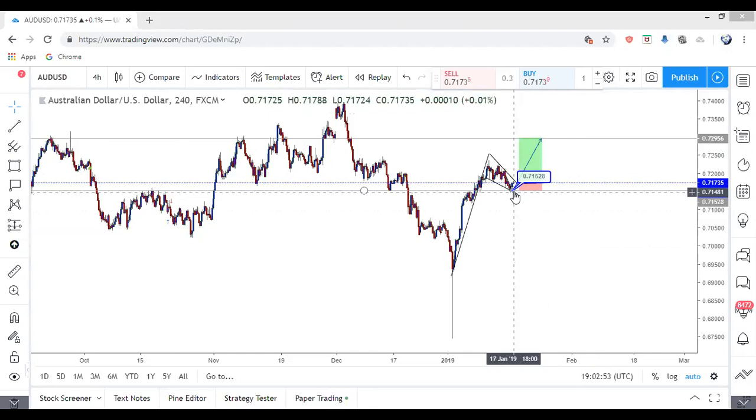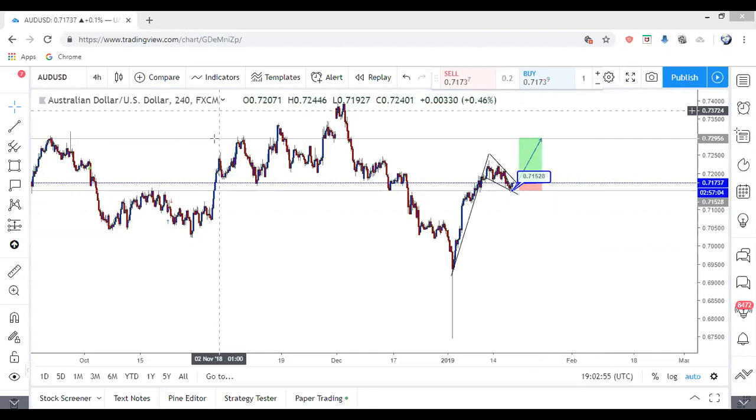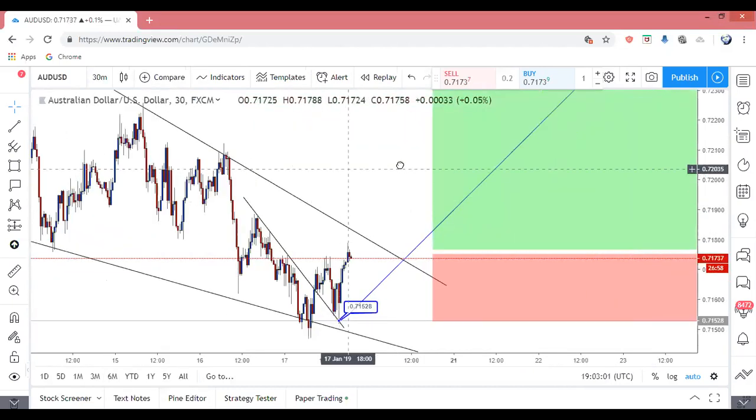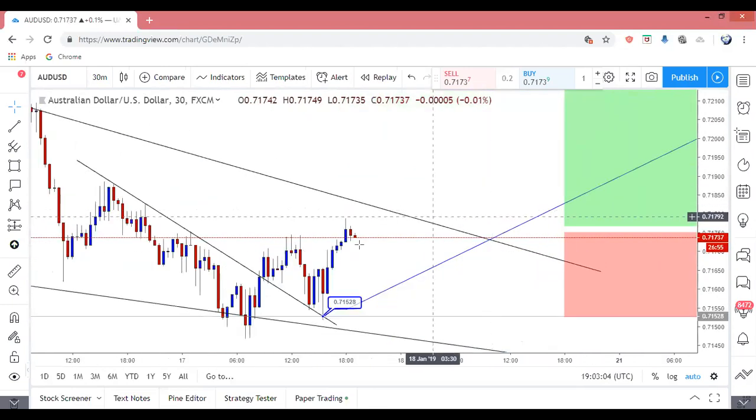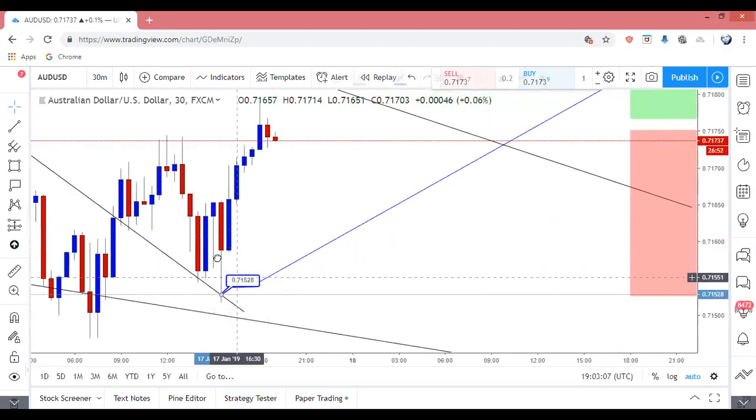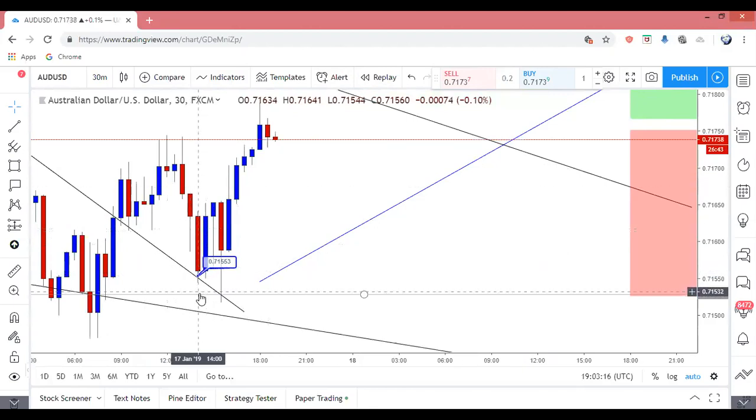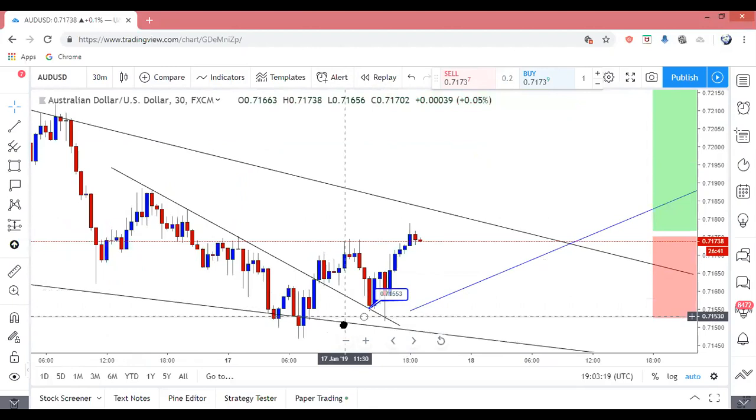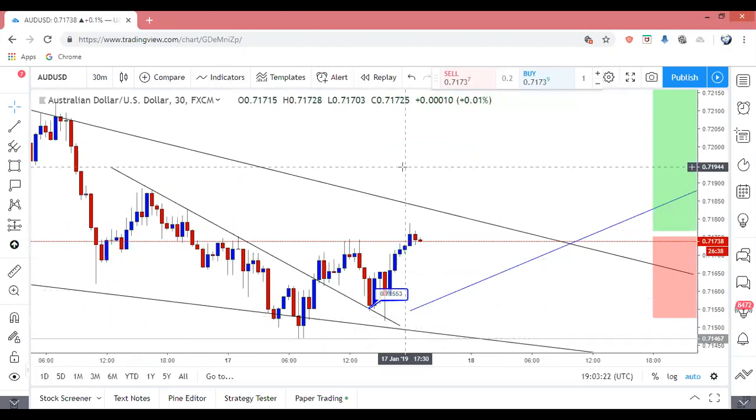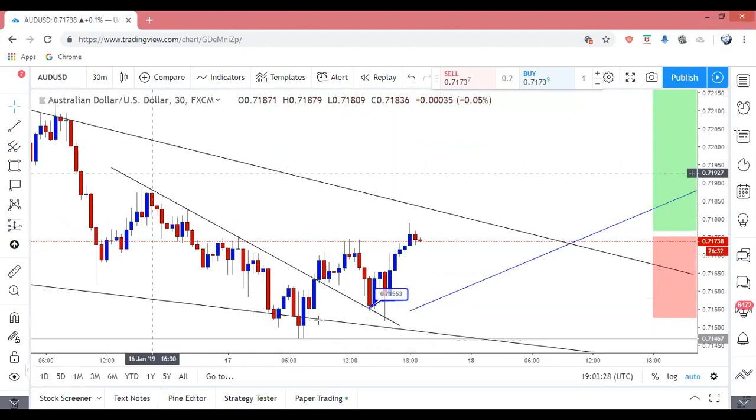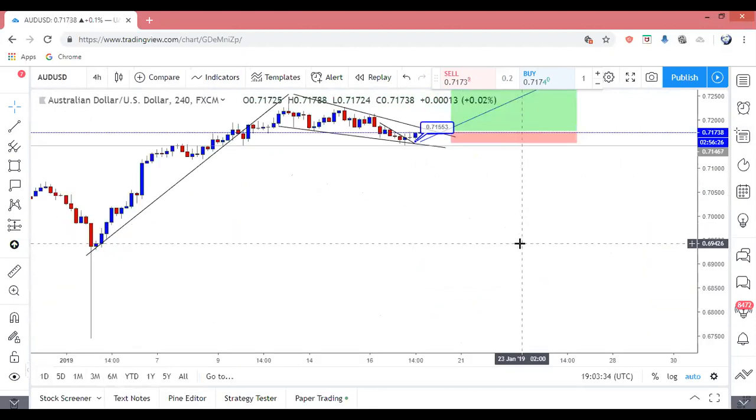Don't do that at home. It's really risky. Rather have your entry be something that makes sense to me, which is to enter here. Why? Because here is the actual first retest. So you would have entered here, and then you could have had your stop loss there, and you know you're holding this for that length based on that 4 hour analysis.